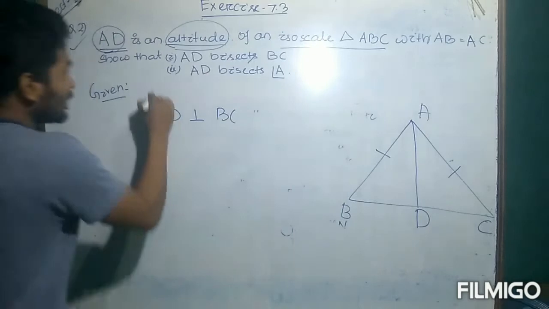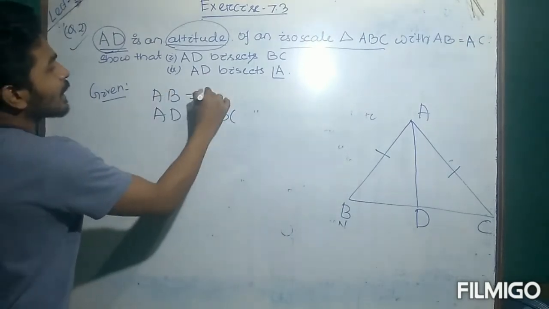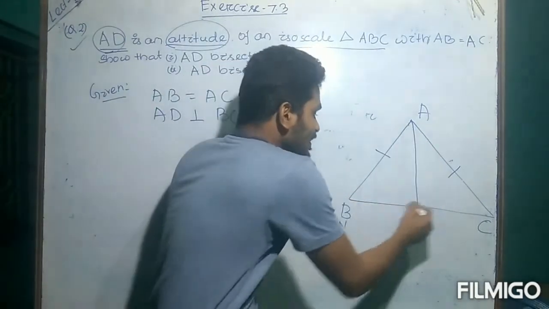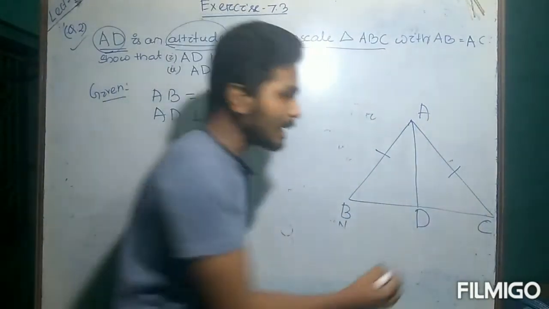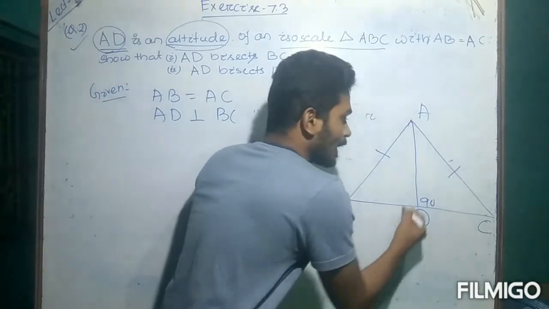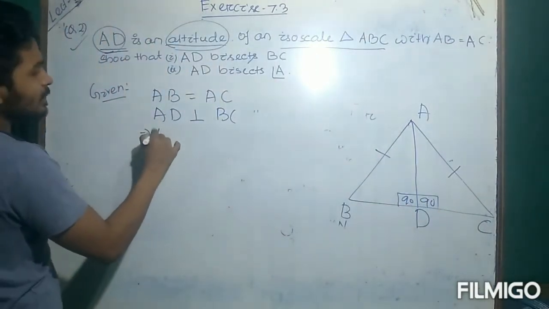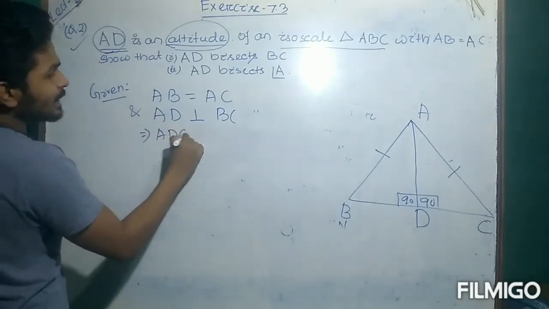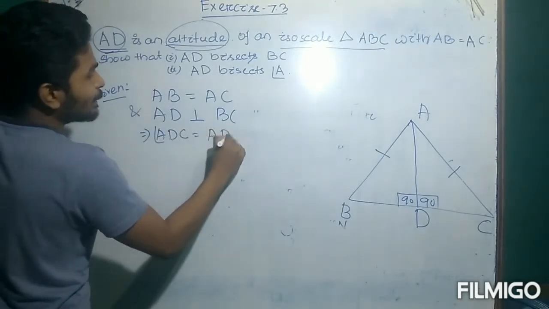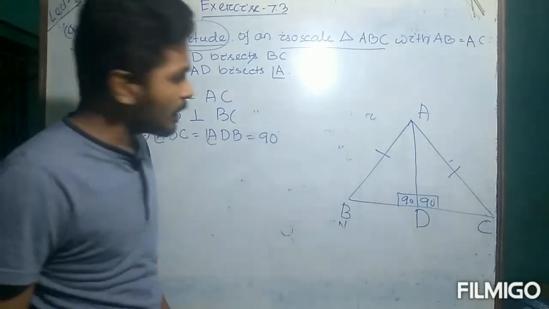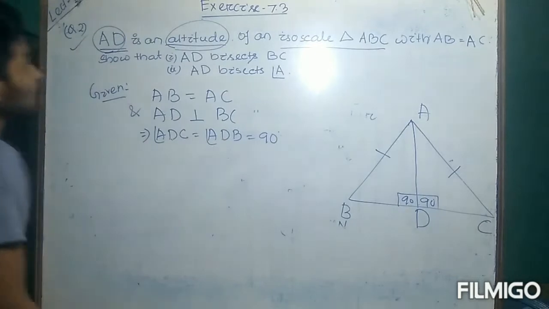Now it is also given AB is equal to AC, since it is an isosceles triangle. If AD is perpendicular on BC, then can we write this angle is 90 degree and this angle is 90 degree. Okay, so this implies angle ADC is equal to angle ADB is equal to 90 degree. This is done. Next thing, what we have to prove?